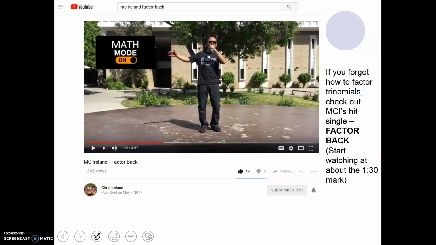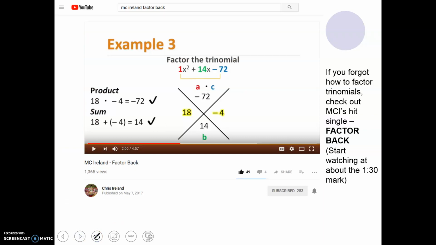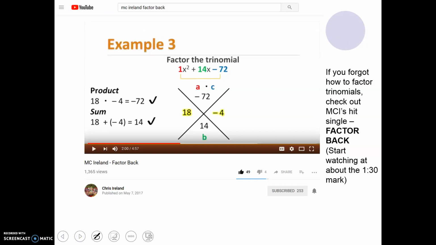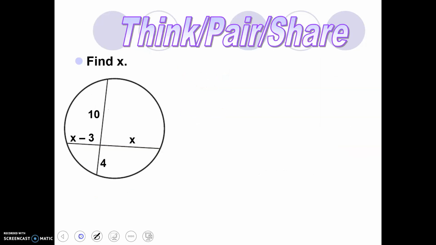There goes MC Ireland. And the message here that MC Ireland wanted me to pass on to you is that if you, for some reason, forgot how to factor trinomials, check out MC Ireland's hit single, Factor Back. Watch right at about the 1 minute and 30-second mark. There's a problem that he goes through, and he really talks about using this little X factor method. And he factors a couple trinomials, highly recommend it. I will put the link on Google Classroom for you to check it out. Watch it as many times as you want because I think you need some more views.